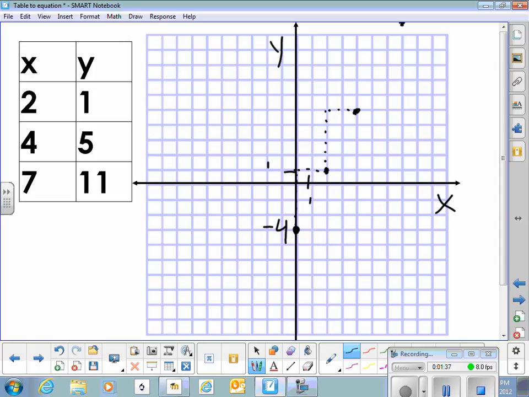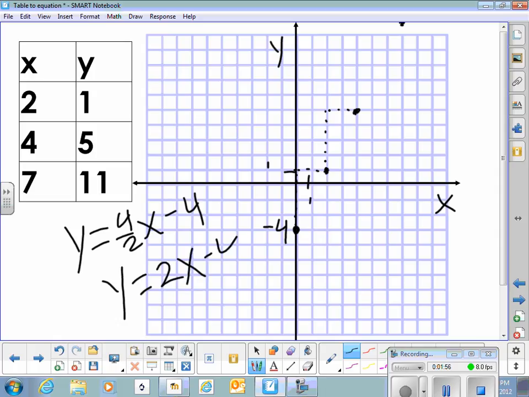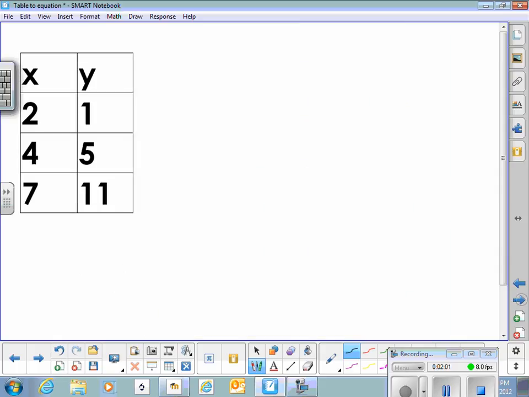So if we wanted to write an equation for that, we could say y equals up 4 over 2x minus 4. Well, 4 divided by 2 could be reduced to 2x minus 4. Now let's use those same numbers and find that equation mathematically without graph paper. You can use either way you want.